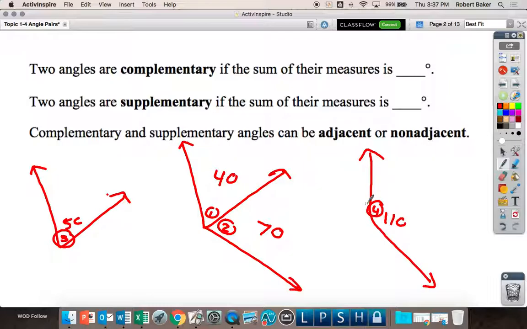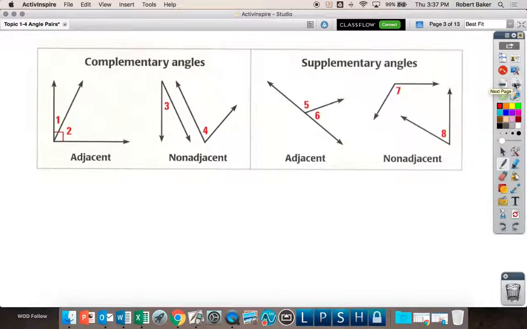So look, you're already applying more than half the vocabulary I've taught you guys. Complementary, supplementary, and adjacent. So just to kind of clear it up, here is an example of what you might see in this class. There's two angles over there. Angle 1 and 2 are a complementary, adjacent pair of angles. They make 90 and they touch each other. But angle 3 and 4 are just complementary. They just make 90 and they don't touch each other. And look at supplementary angles. 5 and 6 are supplementary angles. They add up to 180 and they touch each other.